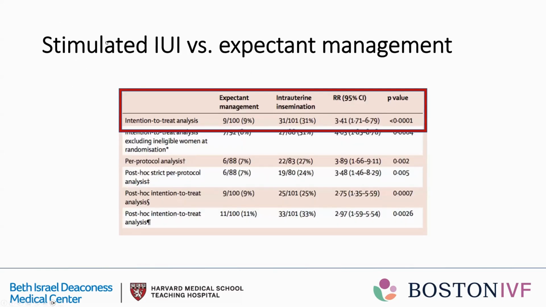This next study looked at stimulated IUIs. These are patients that got Clomid or letrozole and had an IUI versus expectant management. There was a significant difference in the live birth rates in the group that had the stimulated IUI compared to expectant management. So the combination of the two was definitely better for patients with unexplained infertility.